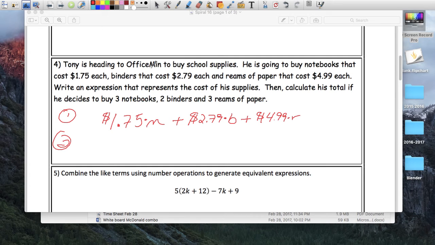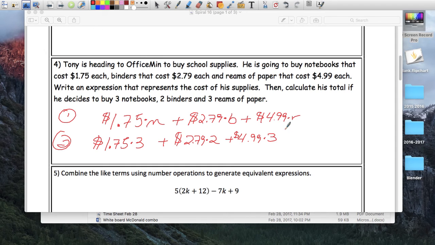2, calculate his total if he decides to buy 3 notebooks, 2 binders, and 3 reams of paper. So we can use the expression. We can go to the expression and we can substitute. So $1.75, and we're going to multiply that by 3 because that's how many notebooks he's going to buy. We're going to multiply the $2.79 times 2 binders because that's how many binders he's going to buy. And $4.99 times 3 because that's how many reams of paper. So I'm replacing R with 3.